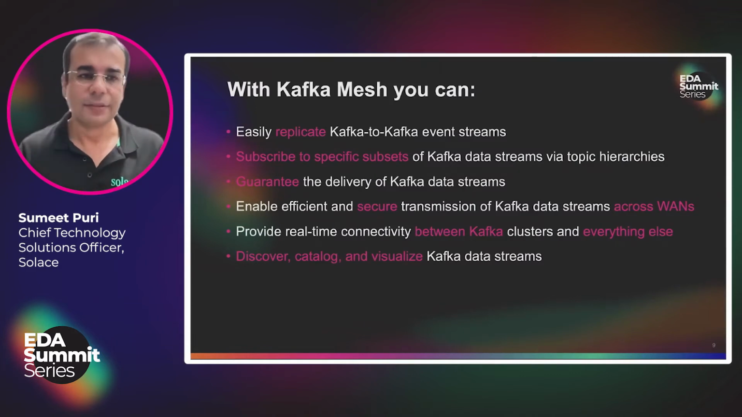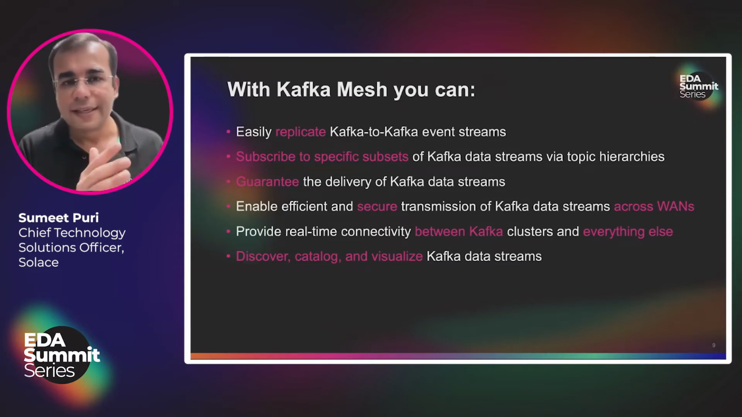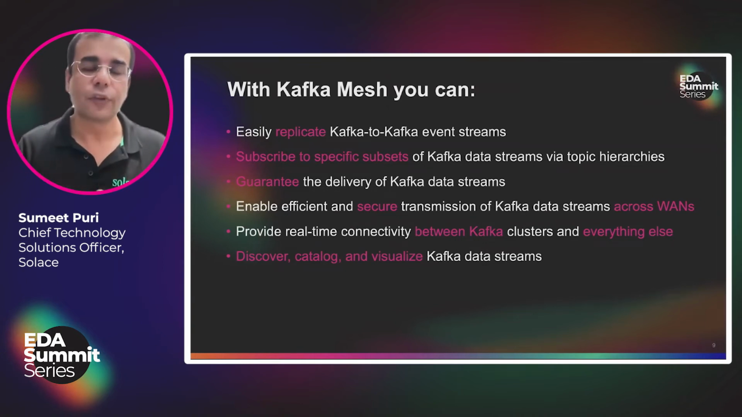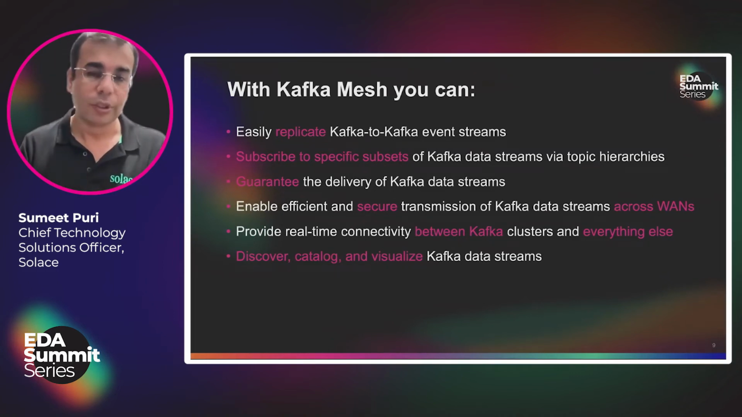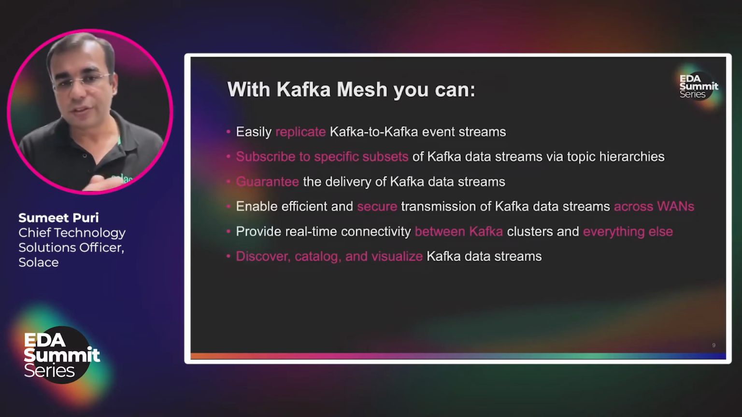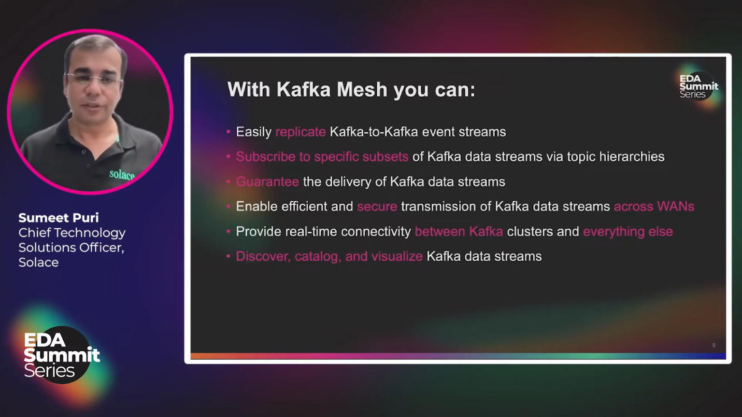So to summarize, what can the Kafka mesh do for you, right? All these problems, all these challenges, all these use cases that I've talked about, the Kafka mesh solves these problems by easily replicating Kafka to Kafka streams. You can subscribe to a subset of topics, not replicate everything. If you want orders of a particular SKU, that's all you get through a topic hierarchy. And of course, these streams are guaranteed in their replication with edge fan-out, so guaranteed as well as WAN optimized. They're very efficient. They are encrypted, secure, compressed.